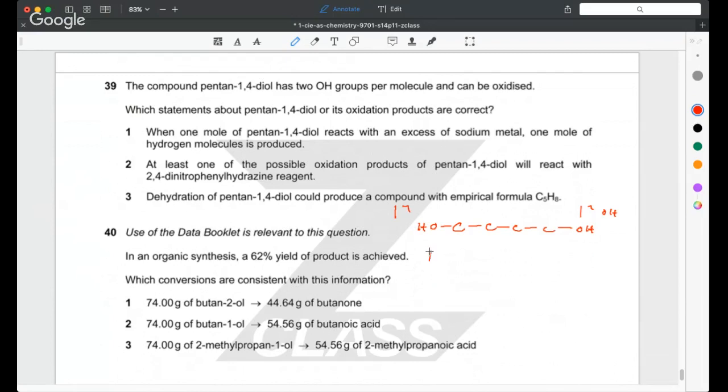Okay, so you need to know that when any alcohol reacts with sodium, it's going to give you the sodium salt, plus hydrogen. And the stoichiometry there is 2 lots of that, 2 lots of that, 2 lots of that, to 1 mole of hydrogen. So you can see when you react an alcohol with sodium that 2 alcohol groups give you 1 mole of hydrogen, which is correct here because you've got 2 alcohol groups giving you 1 mole of hydrogen. So that's correct.